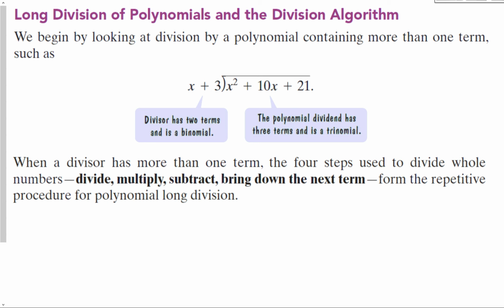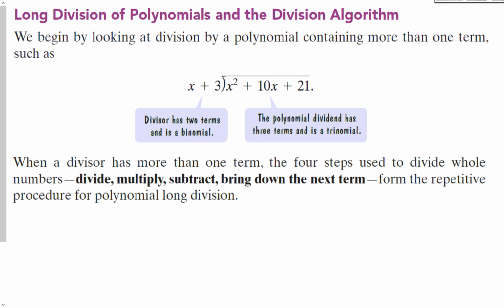So, long division of polynomials and the division algorithm. We can begin by looking at division by a polynomial containing more than one term, like this. The divisor has 2 terms, it's a binomial. The polynomial has 3 terms, it's a trinomial. So we're going to divide a trinomial by a binomial. And you're probably thinking, well, this one's pretty easy because it actually factors. Yeah, it does, but it's not going to happen all the time, number 1, and you're not going to be able to notice it all the time, number 2. So let's get an idea of how this actually works, and then we can use it for any problem.